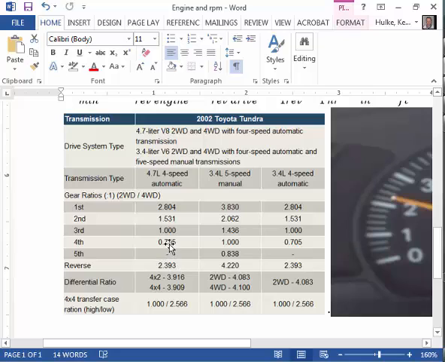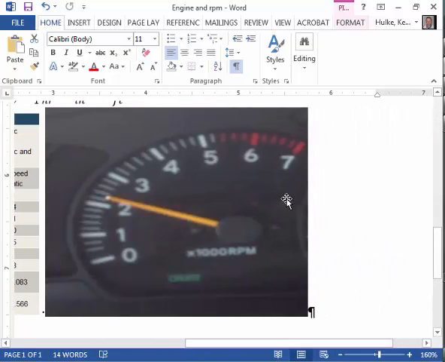So we were in 4th gear, which would be 0.705, and the differential ratio is 3.916. I did not have it in 4-wheel drive, I had it in 2-wheel drive. And then the transfer case was 1 to 2.566. So make sure that you put those numbers in and see if you can figure out how fast I was going on the left-hand side.